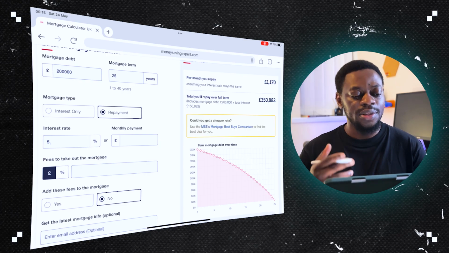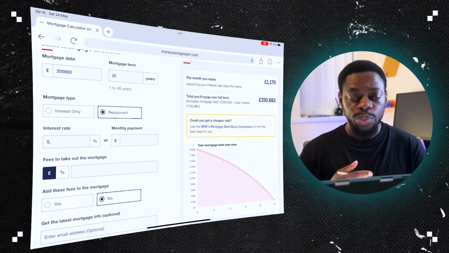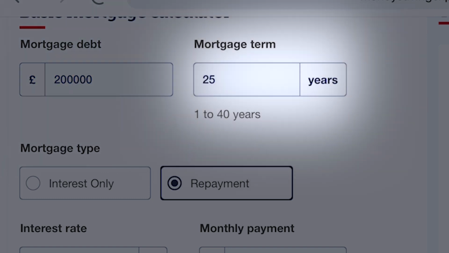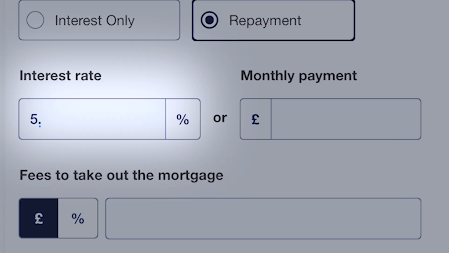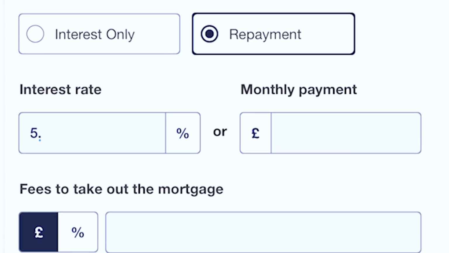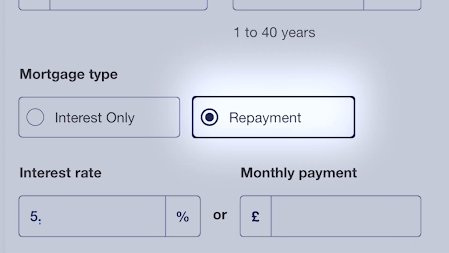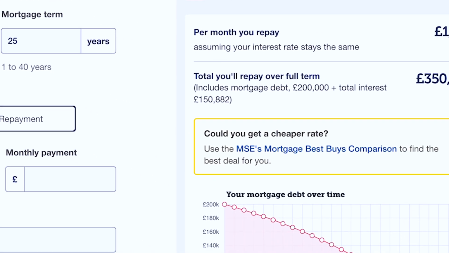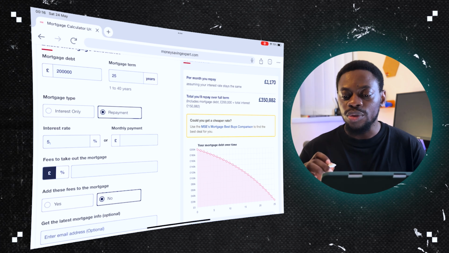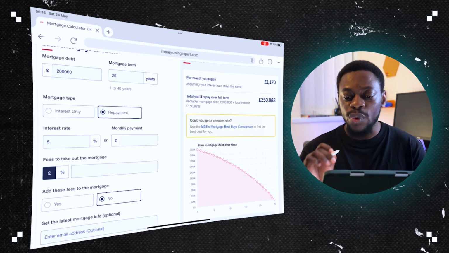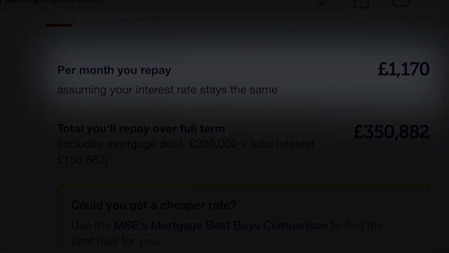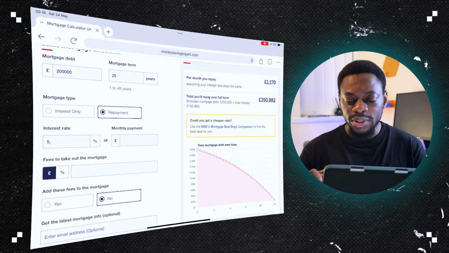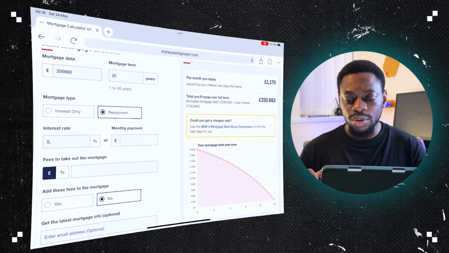So right here we are using the basic online mortgage calculator. We have put in the values of £200,000 as our debt and over a period of 25 years for a fixed interest rate of 5%. Right here we have also picked our mortgage option, which is currently set at repayment option, and over to the right we can see our results. Now we will note that based on this calculation, we are meant to be paying a sum of £1,170 per month. And what I like about this calculator is it also gives you the graph.